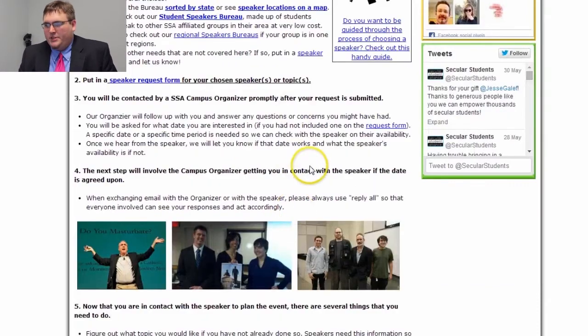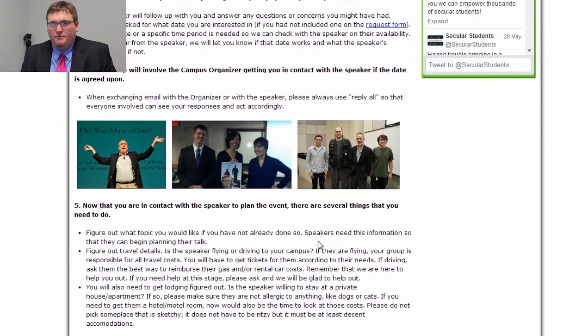From that point, we will all work together to figure out the initial planning, things like what their travel plans are going to be to get where you're going, and what sort of board needs they have. Some want to have a hotel room, some are okay with couch crashing. It really depends on the speaker.